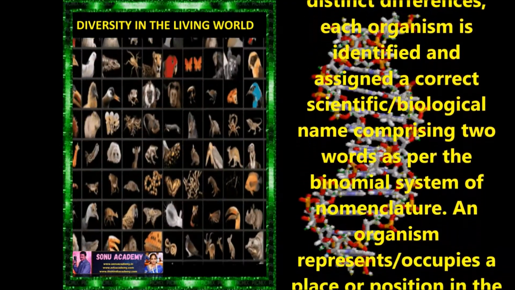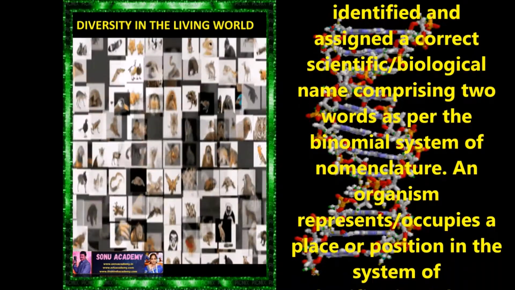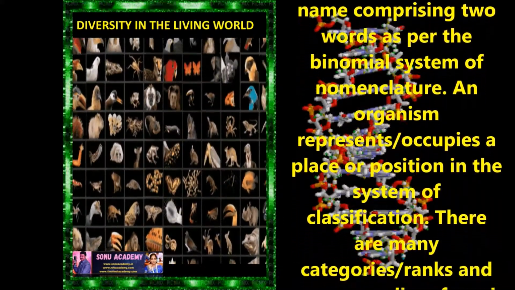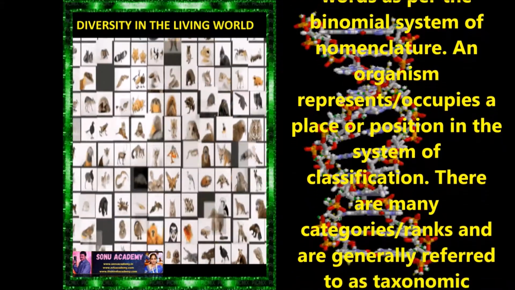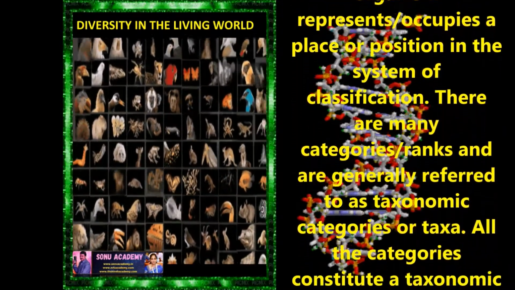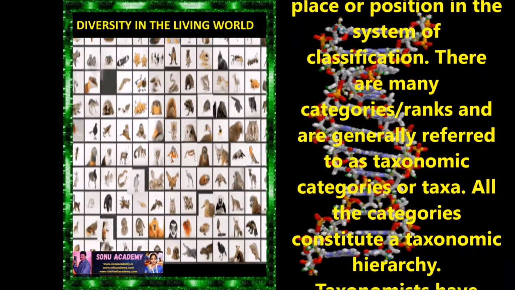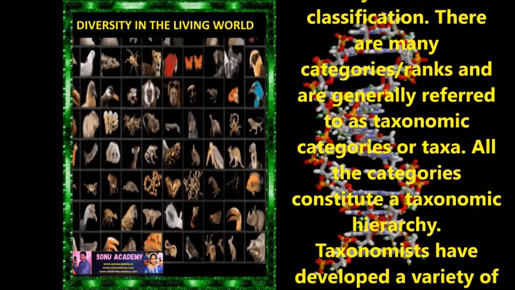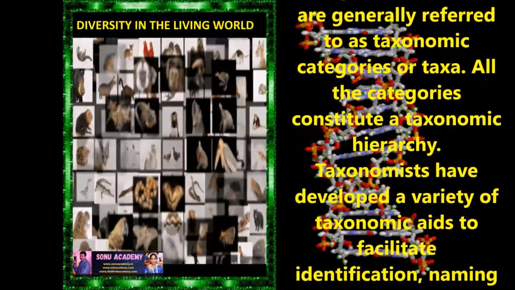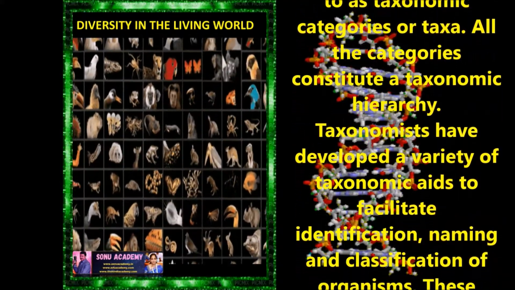An organism occupies its place or position in the system of classification. There are many categories or ranks, generally referred to as taxonomic categories or taxa. All the categories constitute a taxonomic hierarchy. Taxonomists have developed a variety of taxonomic aids to facilitate identification, naming, and classification of organisms.